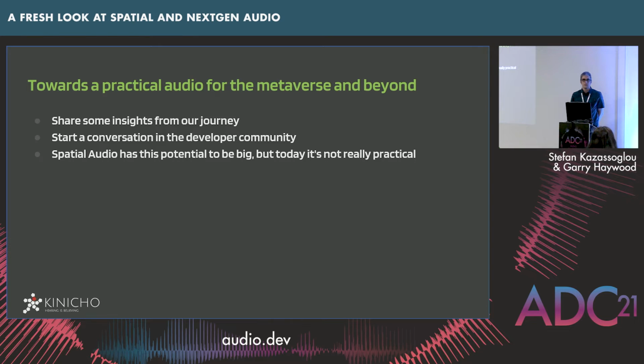Right at this point in time, spatial audio has this real potential to be big. You can see what's happening in Dolby Atmos and Apple Music and Netflix, and Roblox introduced third order ambisonic voice for voice communications recently. It's really started to change. But today, one of the questions that we think is that a lot of this audio isn't really practical, and I guess that's really what we're going to talk about.